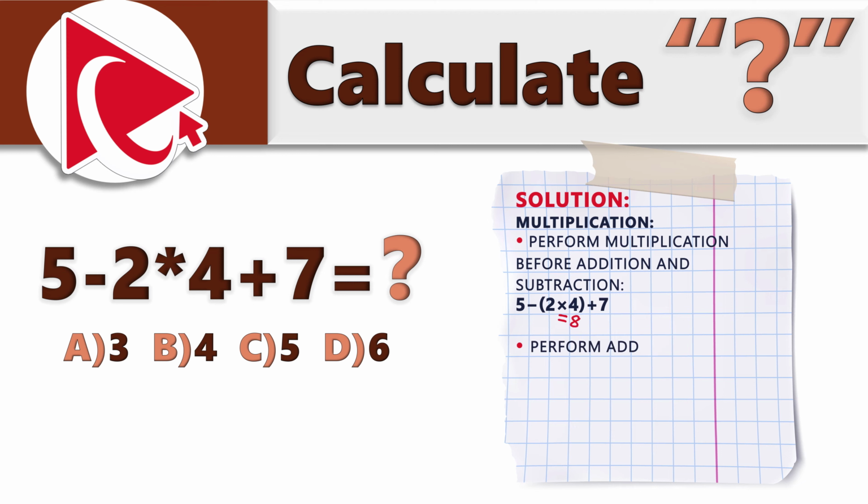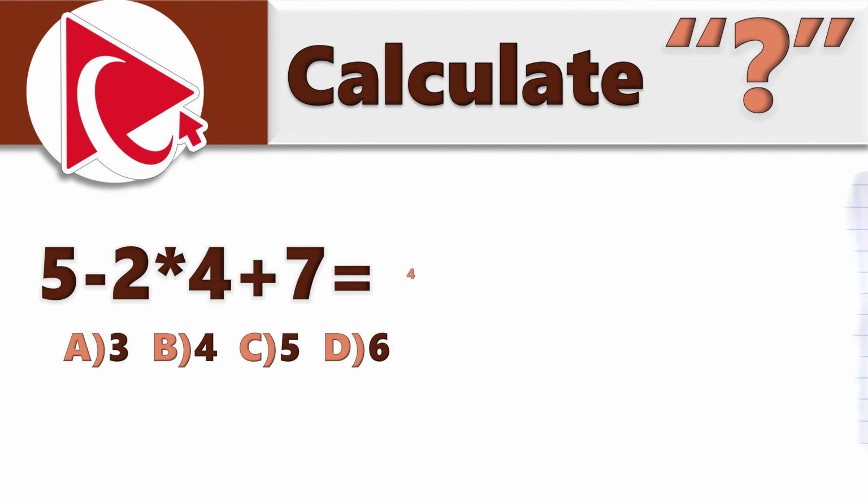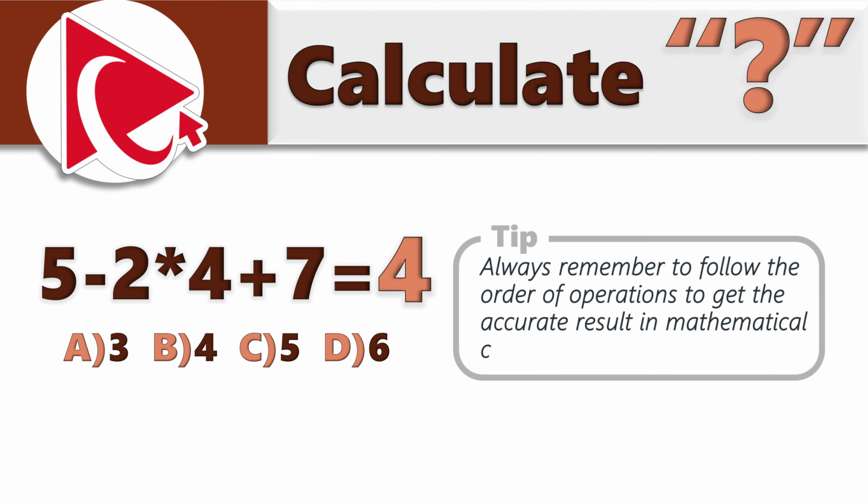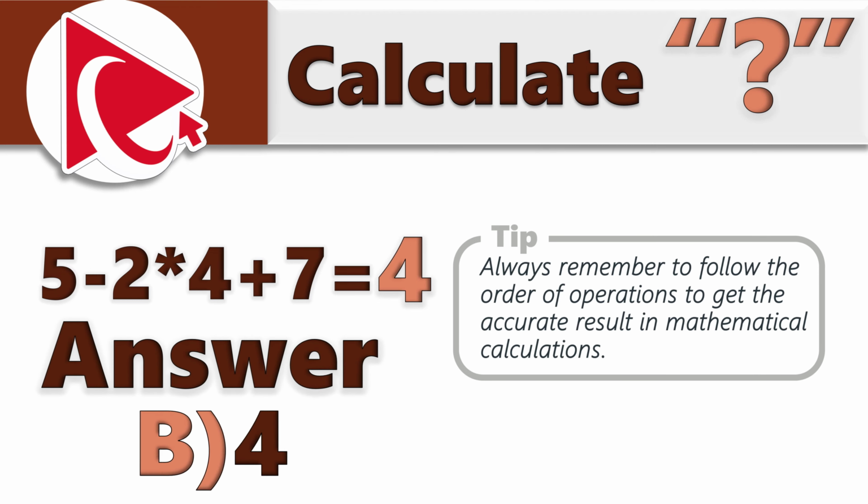The next operation is from left to right. We need to do subtraction. 5 minus 8 equals minus 3. Next step, minus 3 plus 7 equals 4. So the tip here is always remember to follow the order of operation to get the accurate result in mathematical calculations. The correct answer here is choice B, 4.